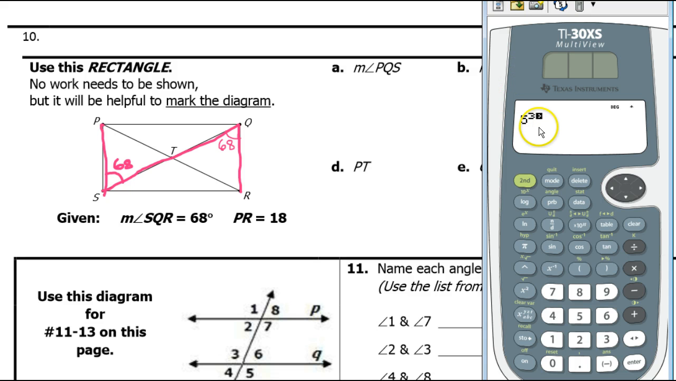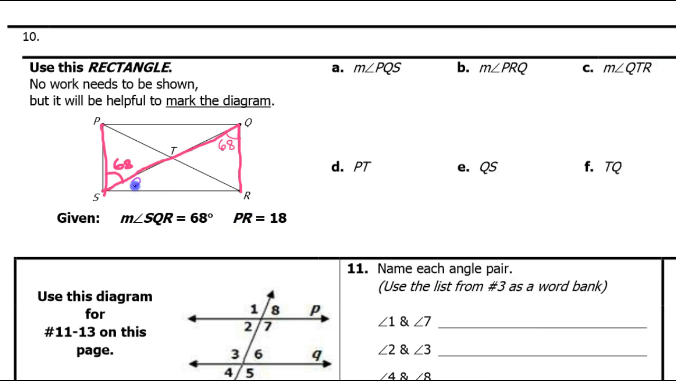Okay, so I can go 90 minus 68. Whoa, not 590. 90 minus 68, and that's 22. So that tells me that this little guy right here is 22. And the same math would happen over here, so that means that this is also 22.